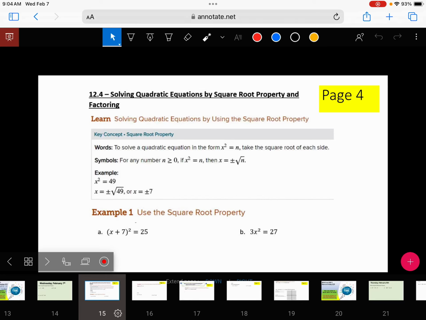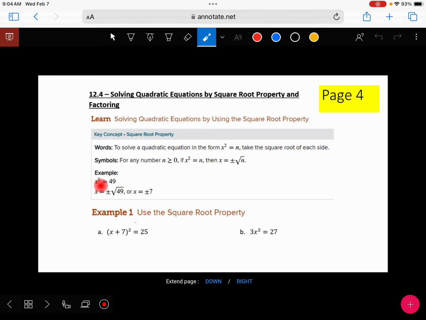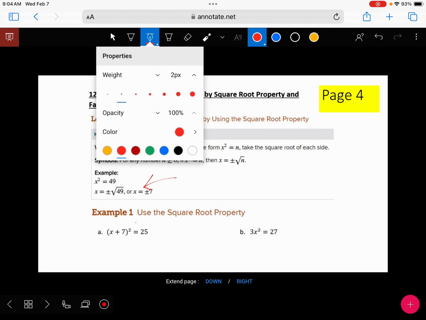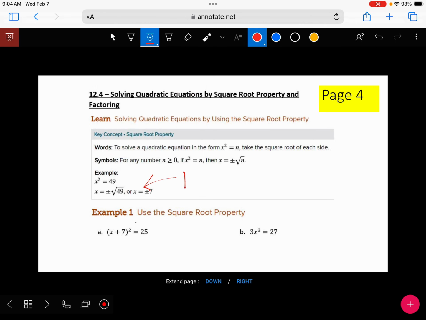The first thing we're going to talk about on page 4 is called the square root property. So if you have an equation and you take the square root, a lot of times we only talk about the positive answer. But when you take the square root of a number, you actually get 2 answers. So can you write that you always get 2 answers? You get 2 answers when you take the square root.